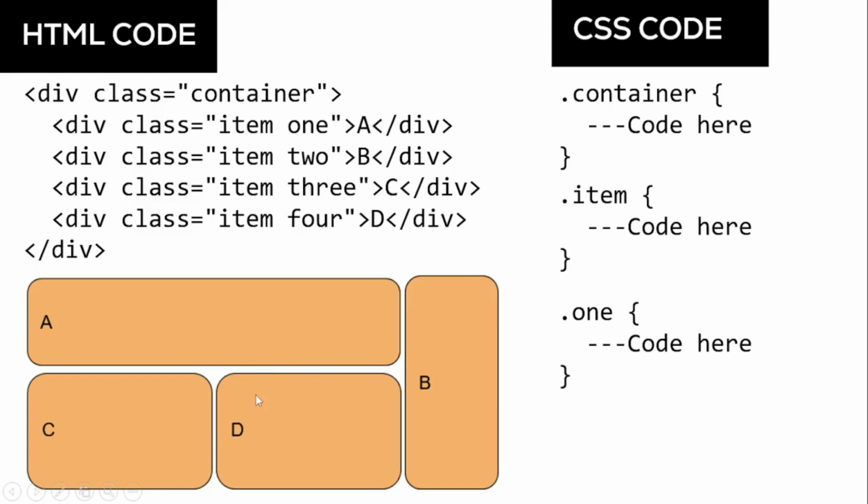This is a very simple trick. Even in HTML, this is the representation of the HTML code. We have our container, and in the container we have simply 4 items, A, B, C, D, and the code looks like this. So the CSS code is going to be targeting the container, and then targeting the item, and then targeting these individual items 1, 2, 3, and 4. So I think it's a good idea. Let's get into the code and see how this goes.